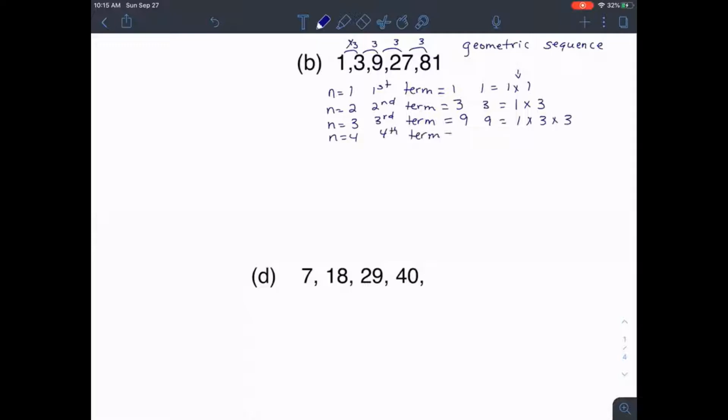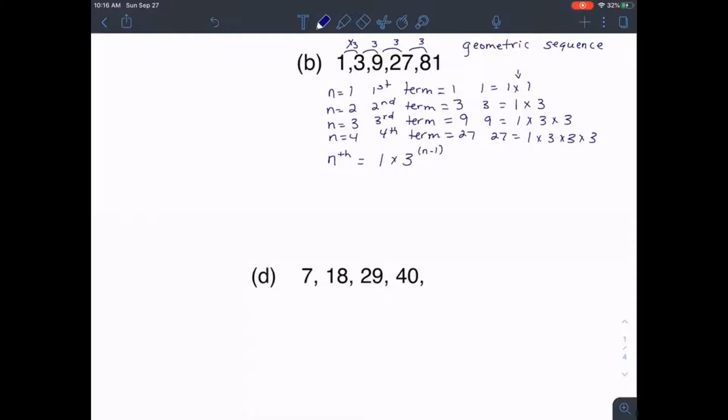fourth term is going to be equal to 27. So 27 equals our starting number times our difference times our difference times our difference. All right, so now we need to find the nth term. So the nth term, could be any number in the sequence, would be equal to our starting number 1 times our difference 3, and then we're going to be going n minus 1 to the power.